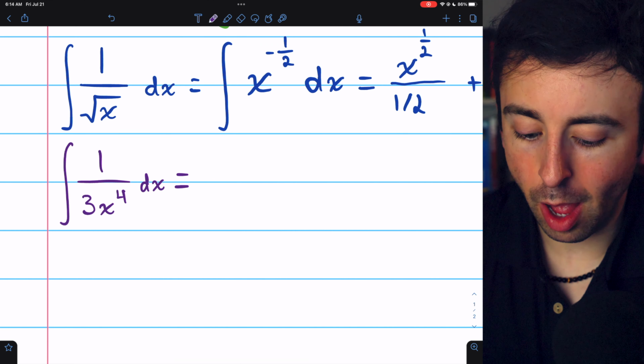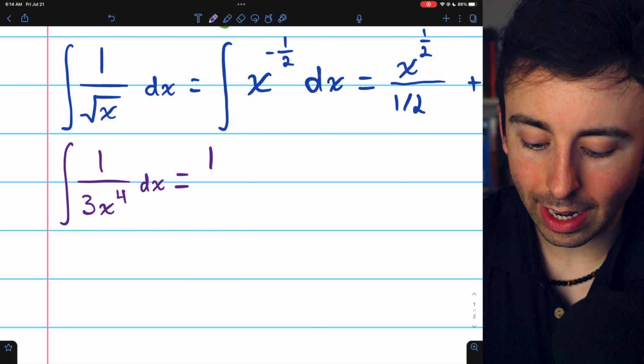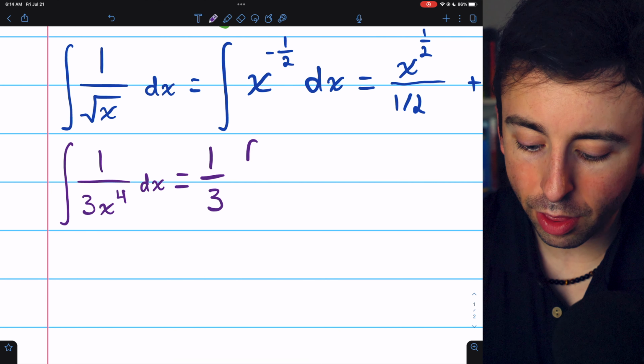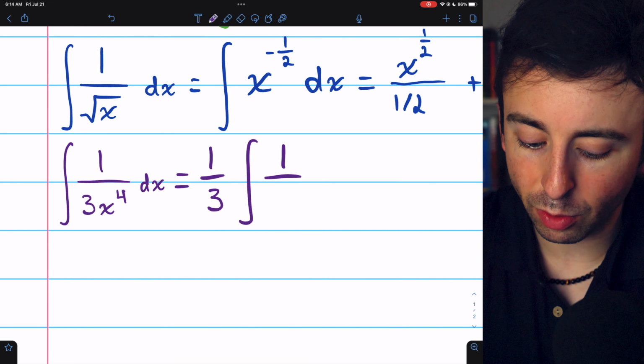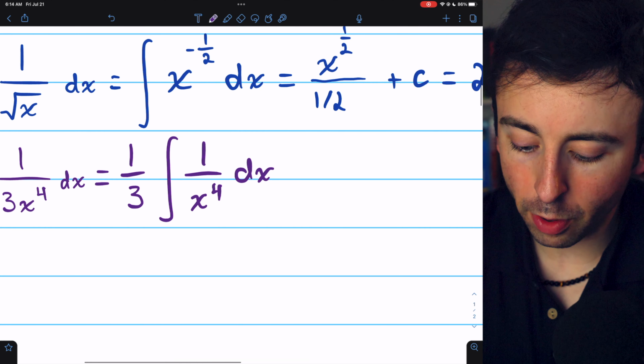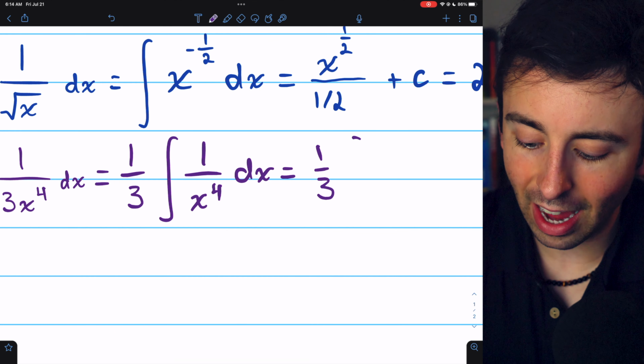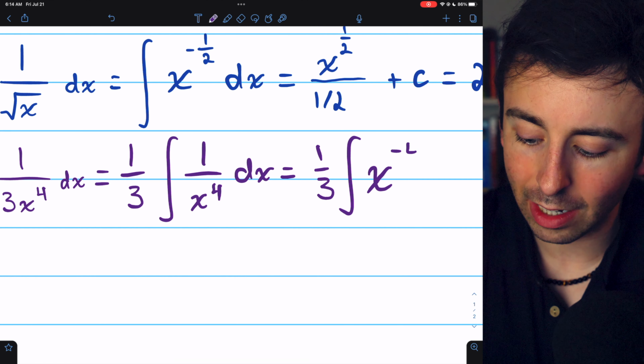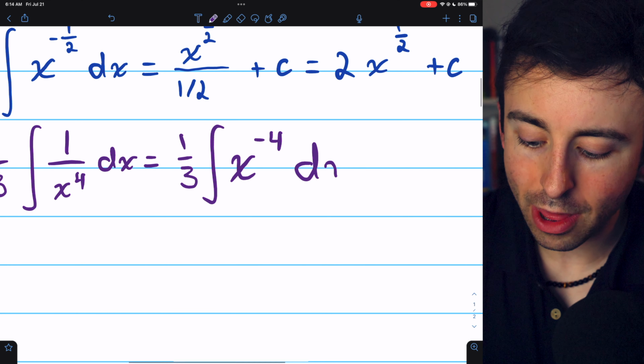Finally, in this last problem, the integral of 1 over 3x to the 4th, we can bring the 1/3 out of the integral, which just leaves 1 over x to the 4th inside. But of course, 1 over x to the 4th is the same as x to the negative 4th, and then we can apply the power rule.